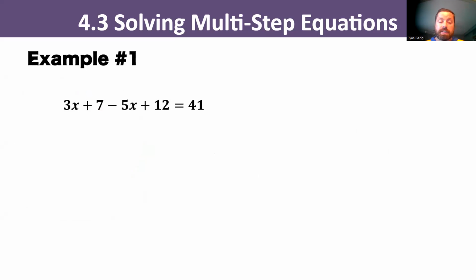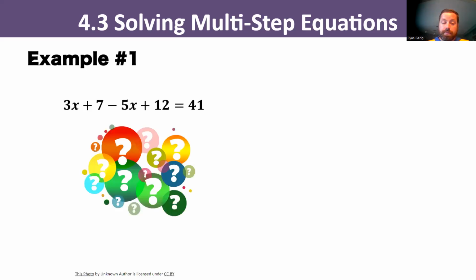So we've got 3x plus 7 minus 5x plus 12 equals 41. It's a lot more there on the left-hand side that we haven't seen before, or have we? Well, right now we have two x's. That can make it a little tricky. We haven't seen that yet when it comes to equations.